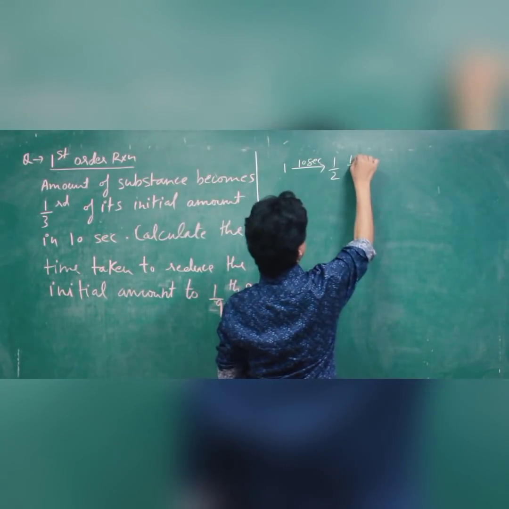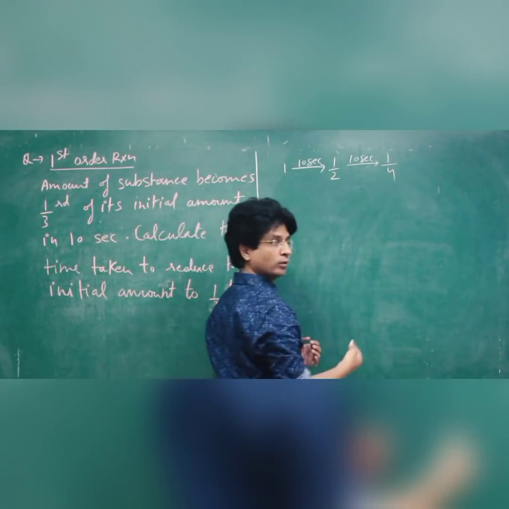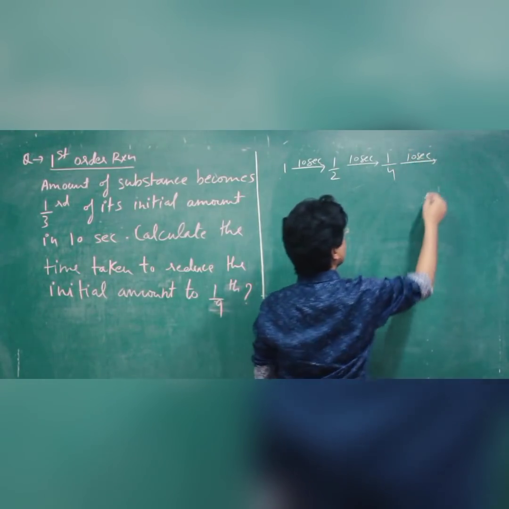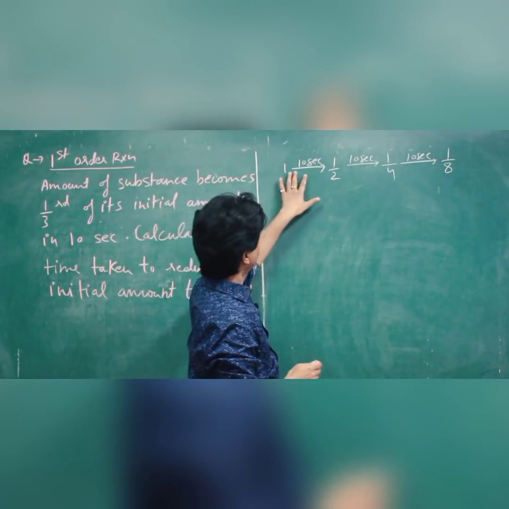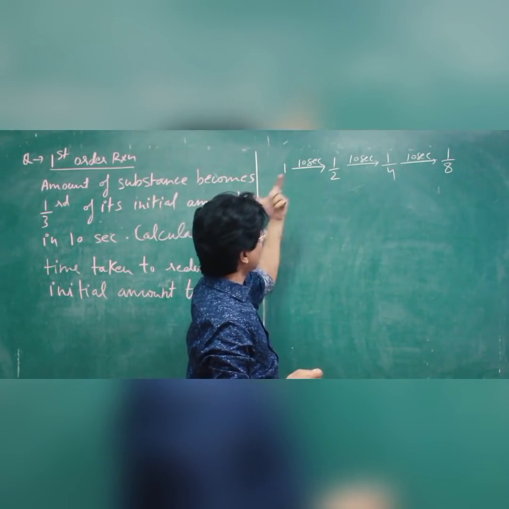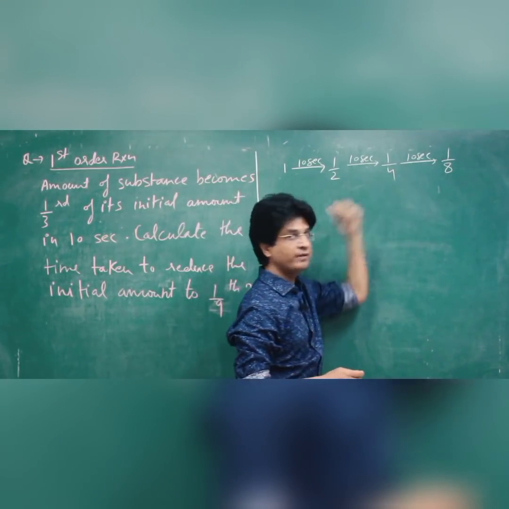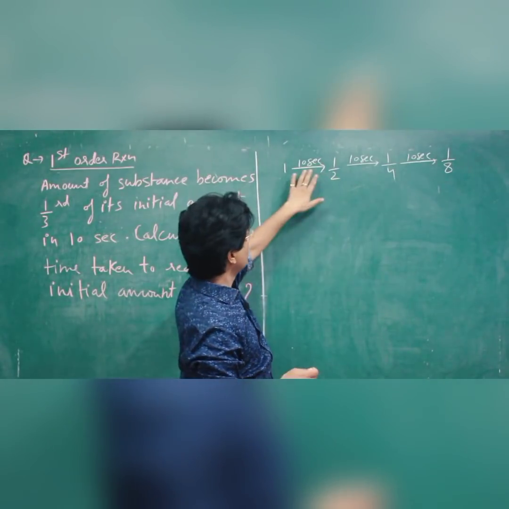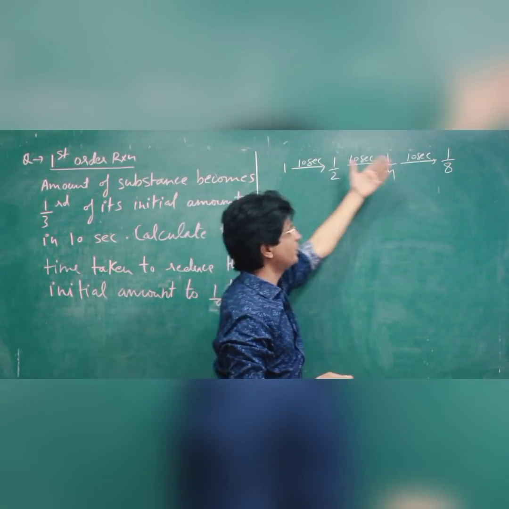After one more half-life of, say, 10 seconds, it will become 1/4. After one more half-life, that is 10 seconds, it will become 1/8. What I am trying to say is that the amount of time taken to complete 1/2 of this reaction every time requires the same amount of time. That means 50% of the reaction will take place in the same time wherever you begin.